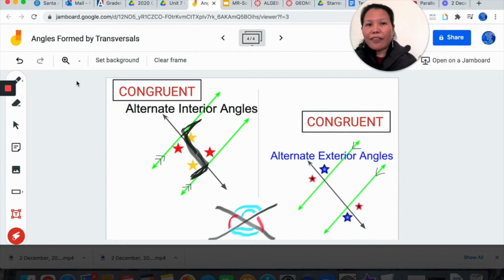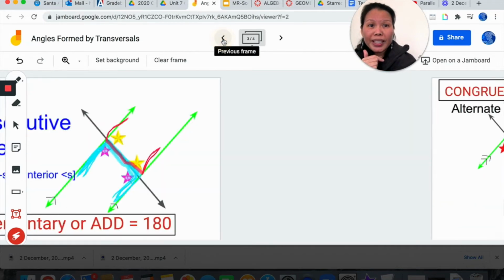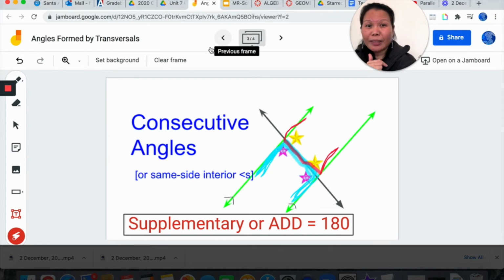Just to review, we have alternate interior, alternate exterior. They are all congruent when we have parallel lines. Or when we have parallel lines, the angles are congruent. You can go backward and forward like that. Consecutive angles are only available if we have parallel lines. So then the angles add to 180.